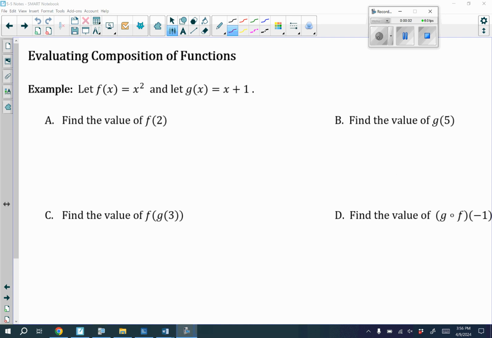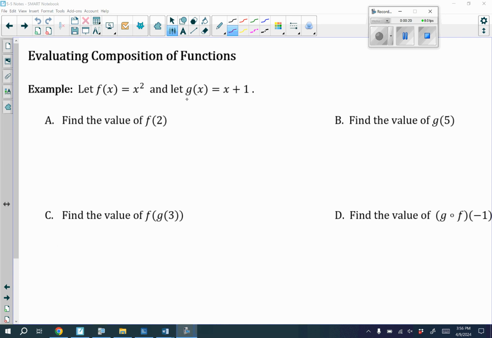Hey guys, so here's the notes about evaluating composition of functions. So previously you learned about how to do composition of functions. Remember, that's taking one function and plugging it into another. Now we're going to try to evaluate with a number. But let's kind of go over, how do we just evaluate a function?